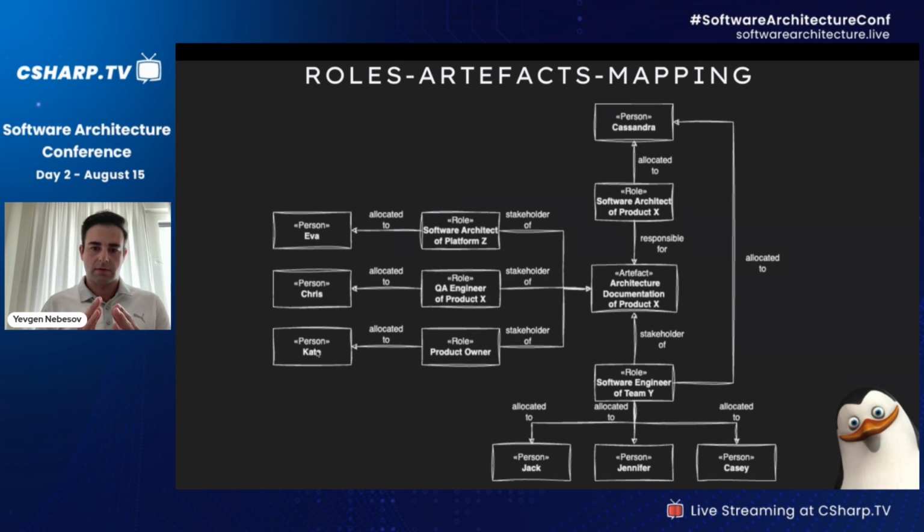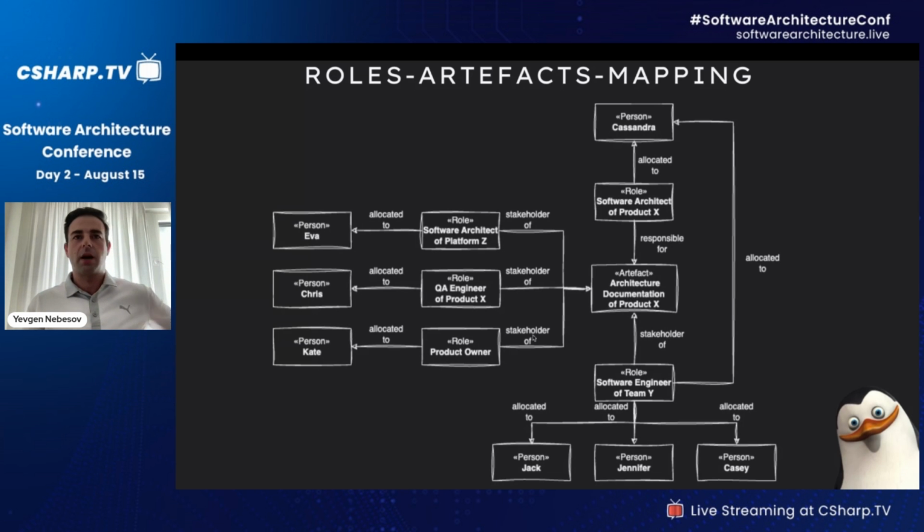And then you can look to whom we allocate the roles, like here the product owner role is allocated to Kate, or which roles are allocated as responsibilities for artifacts. For example, software architect is responsible for software architecture documentation. And one can draw infinitely large diagrams to showcase the dependencies and relationships in the project.